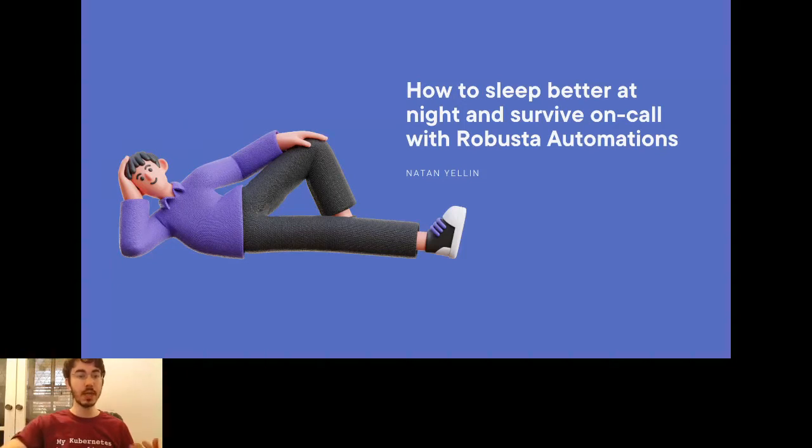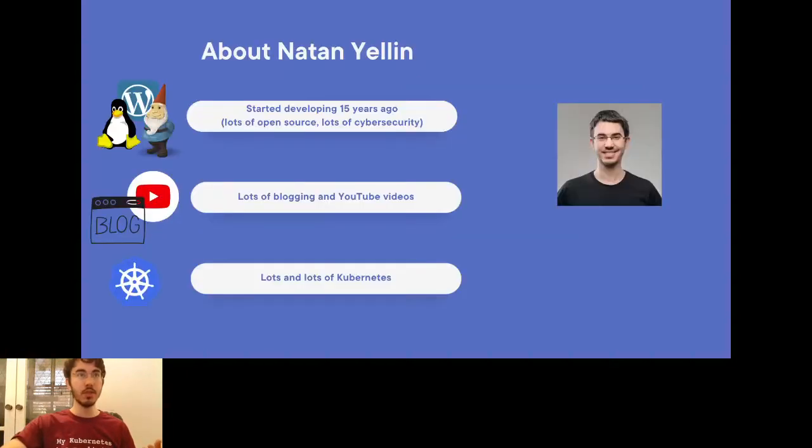But before I get started, I want to very briefly give some background about myself. I've been a developer for more than 15 years, with lots and lots of open source involved. I also work in cybersecurity professionally in recent years, and I've been blogging for about as long. Recently, I've started creating YouTube content. For the recent years, almost everything I do has been around Kubernetes at Kubernetes startups, both as a developer and in customer-facing roles, and today as co-founder of Robusta.